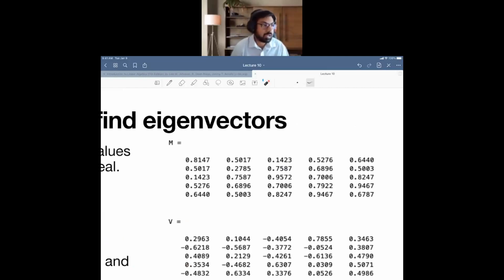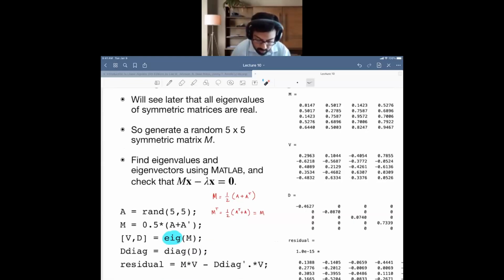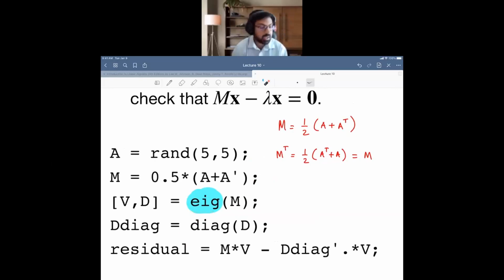Every time you run this in MATLAB, you will get a new set of values. But when I did it, I got this set of values, and you can see that these are symmetric. It's a 5 by 5 matrix M that I generated. So the first row is the same as the first column, the second row is the same as the second column, the third row is the same as the third column, and so on. You can see that M transpose equals M. They're all real values. Now I'm going to use this one simple function in MATLAB, EIG, of that matrix M.